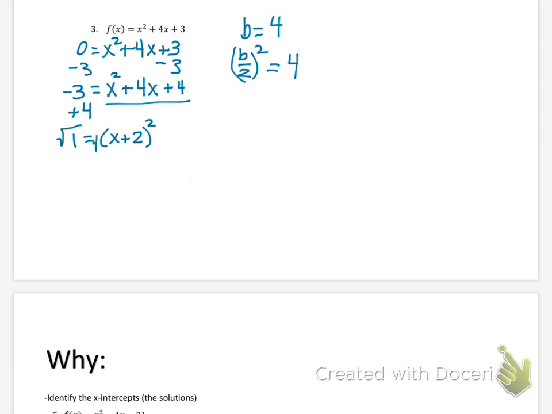Take the square root of both sides. I get that x plus 2 equals 1, and x plus 2 equals negative 1. Subtract 2 from both sides. And so 1 minus 2 is x equals negative 1. Negative 1 minus 2 is x equals negative 3. Okay?